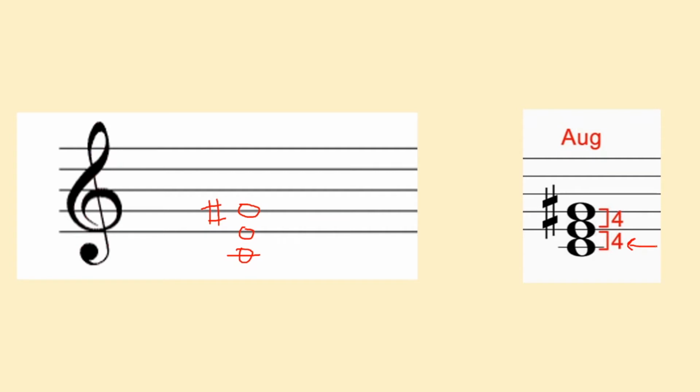If you don't like counting half steps, which I don't personally, what you can do is just take the C major triad and raise the fifth. If you remember, C major triad is basically C, E, G. If you notice, the only difference is that the augmented triad has its fifth raised by a half step. So all you gotta do to get an augmented triad is to take the major triad and raise the fifth by a half step.